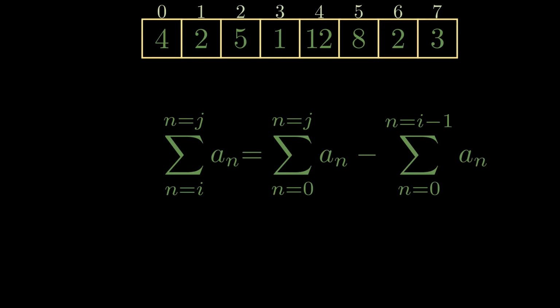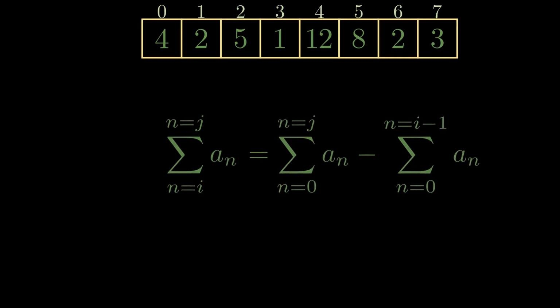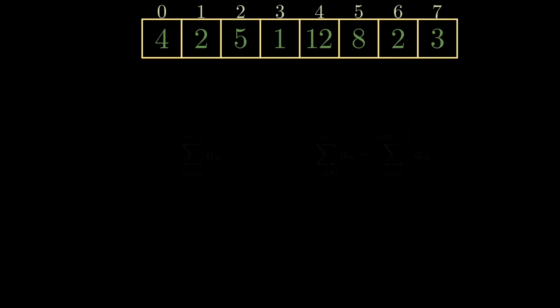Moreover, to move from the sum up to I to the sum up to I plus 1, we simply add the value of A at I plus 1. That is to say, when we move from a prefix to the next prefix, we simply add the next value of the array at that position. So this observation will allow us to build all these sums in linear time.